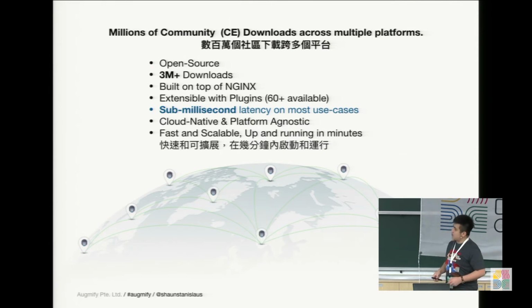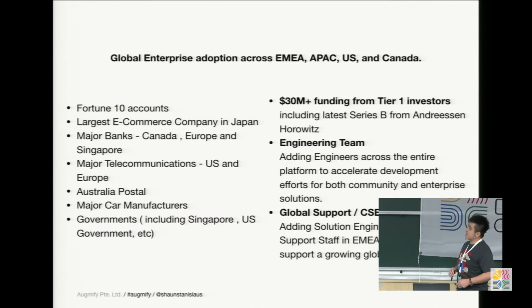The cloud platform itself allows Mashape to be shipped in Docker containerization to any web application, so you can get it running fast in just minutes. Fortune 10 companies are also using it. One of the largest e-commerce companies in Japan is also making use of Mashape. Major banks in Canada, Europe, and Singapore are also using Mashape.